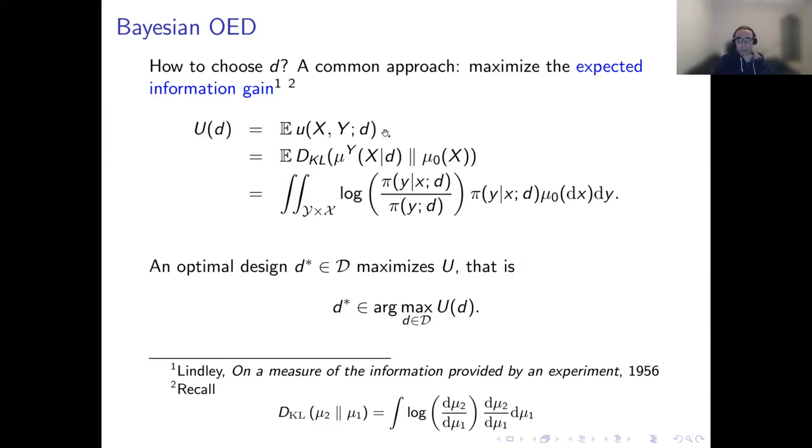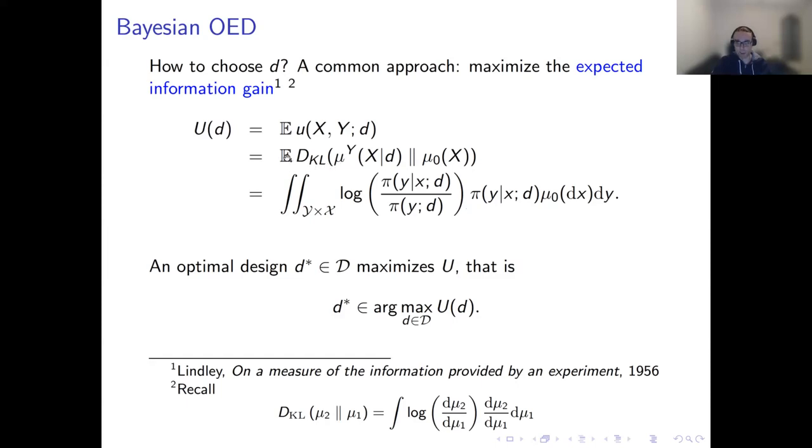And here the expected information gain would be to choose U in such a way that you end up with the expectation of the Kullback-Leibler divergence between the posterior distribution and the prior distribution. So when you maximize this distance, you're making such a measurement that the posterior is as far as possible from the prior. So you have added as much information as you can.